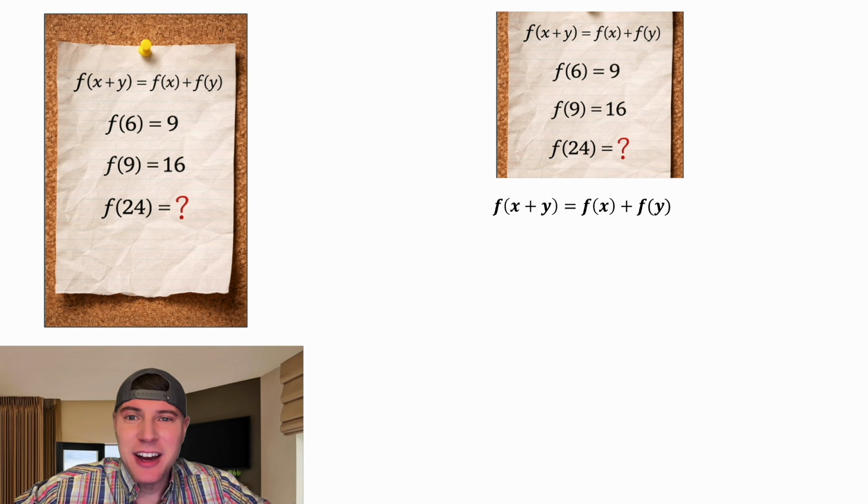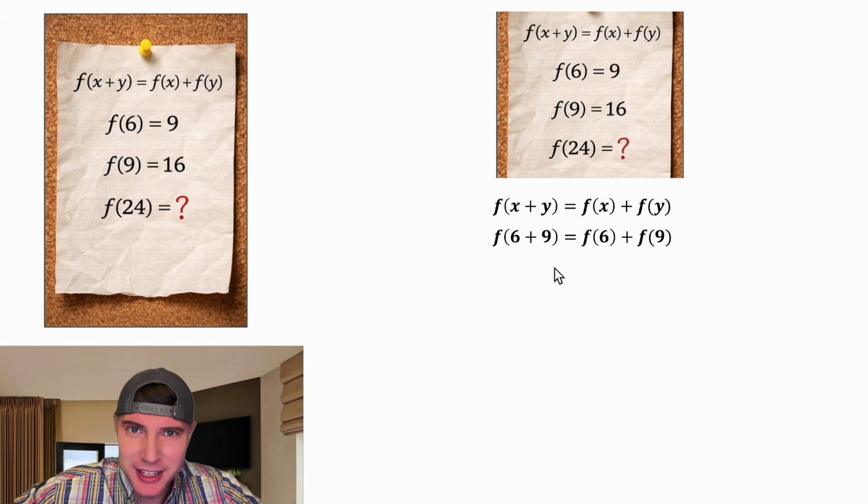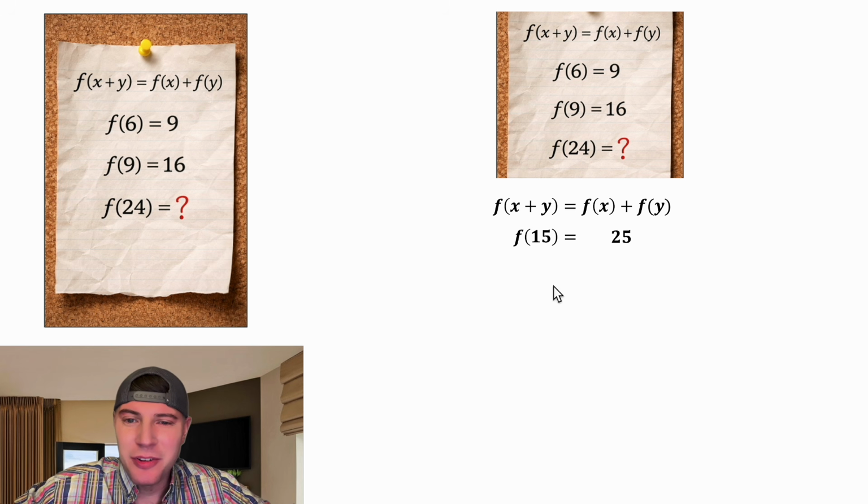So let's copy this down, and somehow we've got to get up to f(24). Let's try f(6) + f(9). That's going to be f(6 + 9), and 6 + 9 is equal to 15, so when we get this, we'll know what f(15) is. f(6) is given, that's equal to 9, and f(9) is given as 16. 9 + 16 is equal to 25, and we have f(15) = 25.